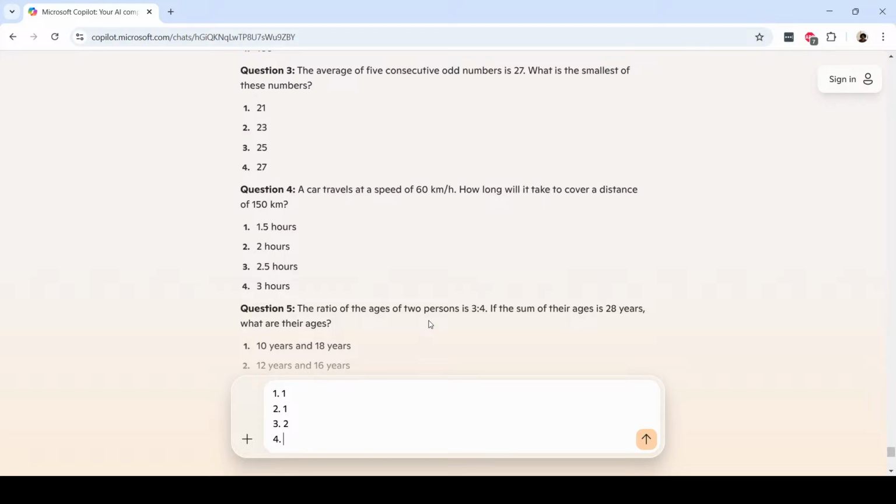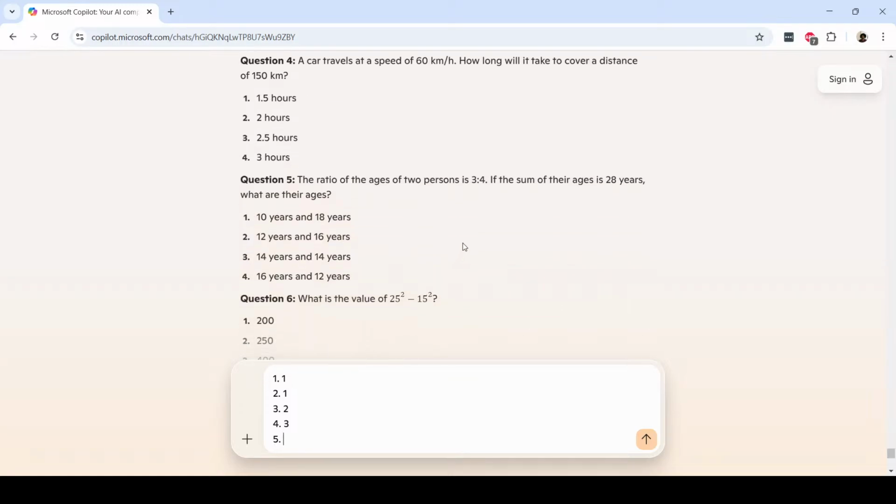A car travels at the speed of 60. How long will it take to cover a distance of 150 kilometers? So 150 kilometers is 60 kilometers for 1 hour, another 60 kilometers for 1 hour, and 120 kilometers we have already covered. Now 30 kilometers remain, so 2.5 hours. See, for these questions you don't need notes.